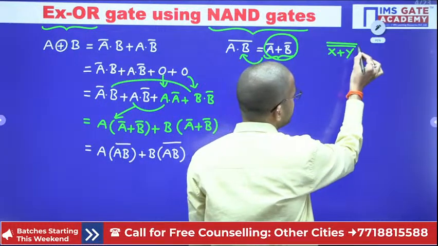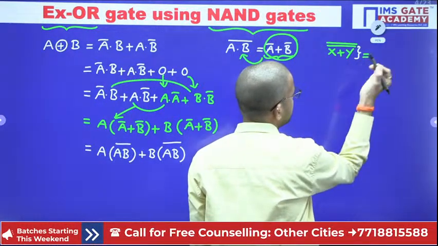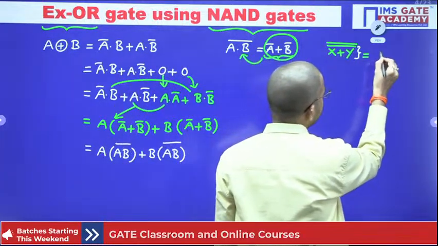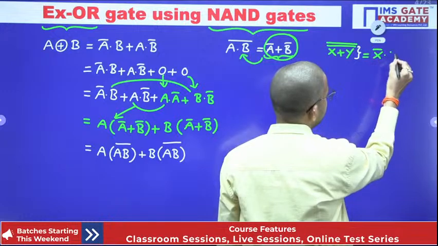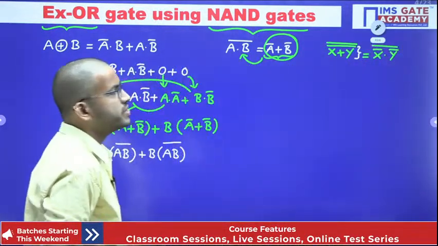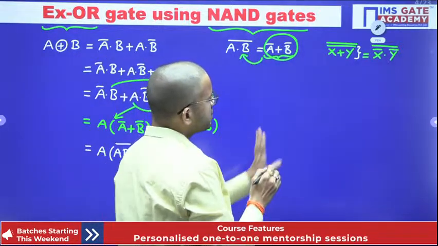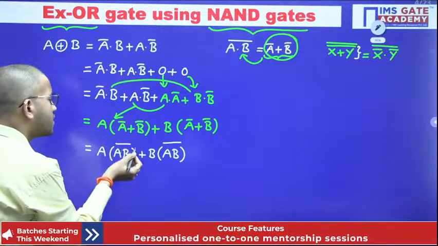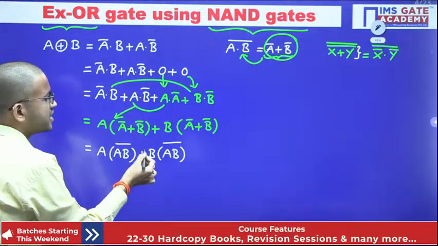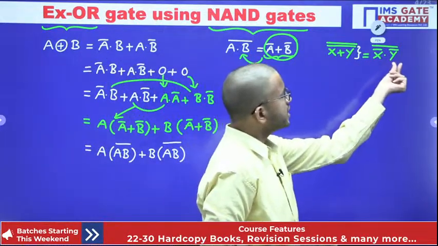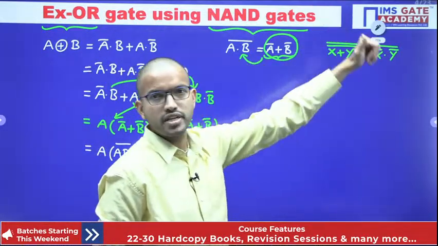Now for the inner complement, you can use De Morgan's law. X plus Y whole bar is nothing but X bar and Y bar, and keep the external complement as it is, right? So the same procedure you can apply here. That's all. Here the first term you can consider like X, the second term like Y. That means first term complement, second term complement, and then overall complement. That's all. Okay.